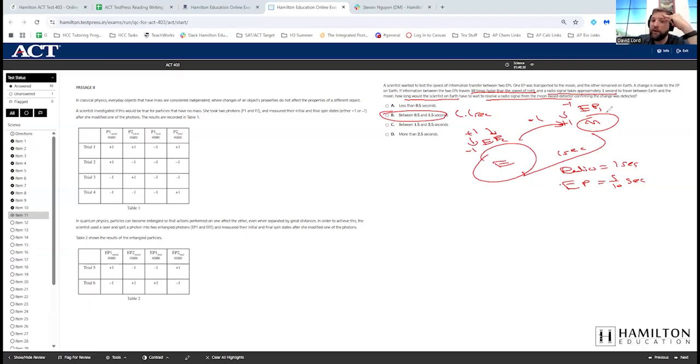If you're thinking radio wave there and back, that would be 2 seconds, so 1 second there, 1 second back. Again, the goal here is that we did not have to send a radio signal to the detector saying we changed it. The EP changed, then the moon detected it and then sent it back. So tricky question, but hopefully that made a little bit more sense.